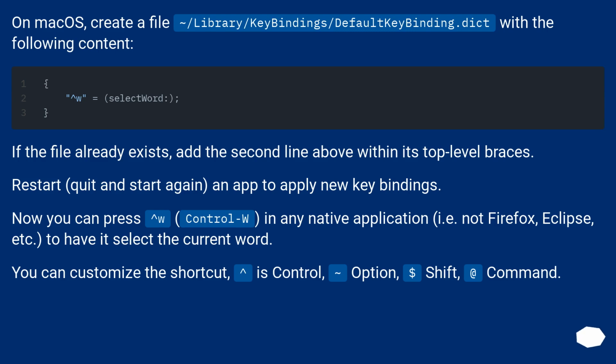Now you can press Ctrl W in any native application, i.e. not Firefox, Eclipse, etc., to have it select the current word. You can customize the shortcut: ^ is Ctrl, ~ is Option, $ is Shift, and @ is Command.